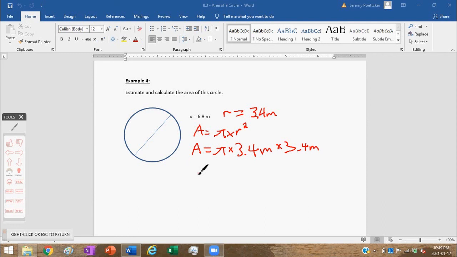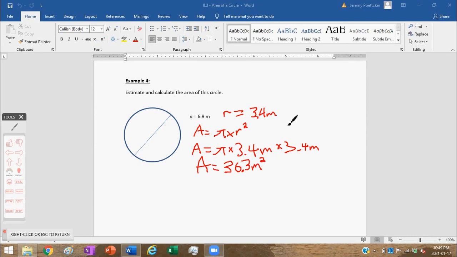All right. And so area here is going to be equal to pi, 3.14 times 3.4 times 3.4. 36.2984 is what I come up with. Usually it's going to be to the nearest tenth. This doesn't specifically say, so if you wrote 36.2984 at the end, I wouldn't mark it wrong. But you could also round this. If we go to the nearest tenth, it's 36.3 meters squared.